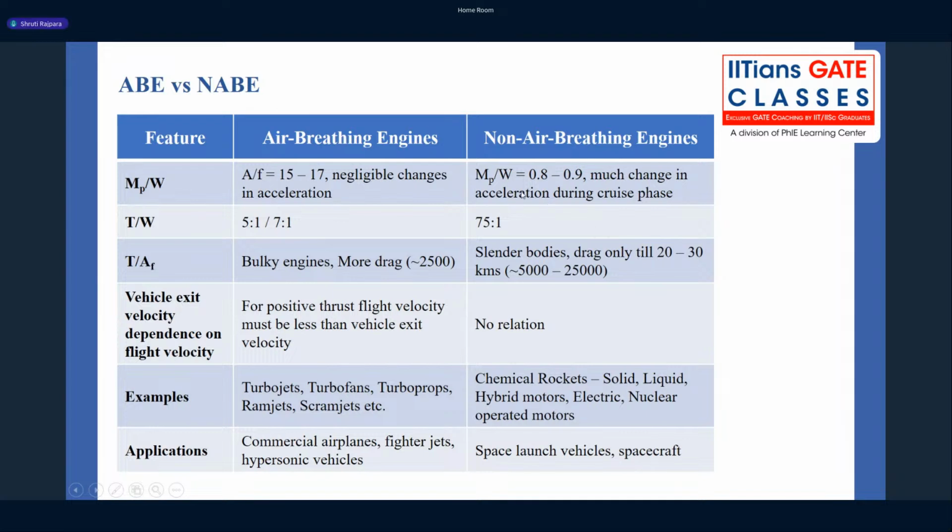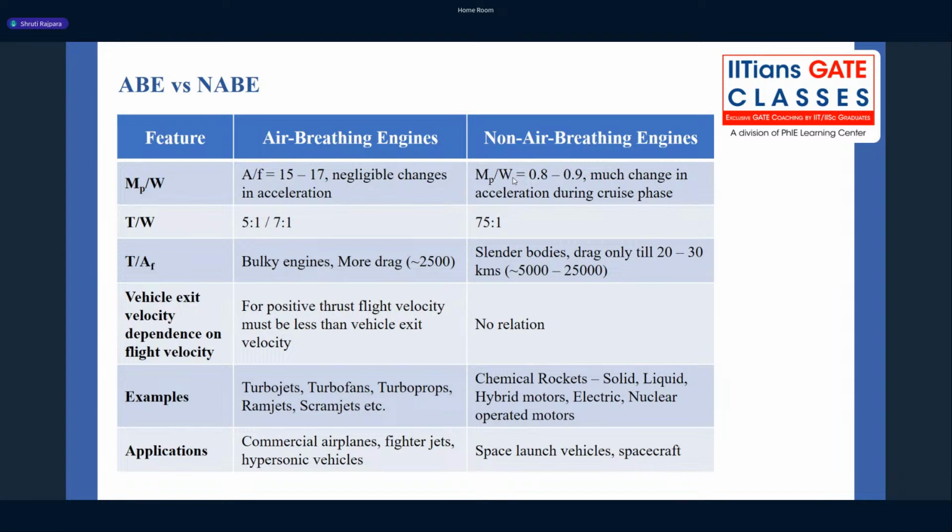Whereas for the mass of propellant by weight of non-air breathing engines, whatever the structural mass of the rocket is, it only comprises 20%. Of the total rocket weight, it has more propellant than its structural mass. So 80 to 90% we load the rocket with the propellant itself.